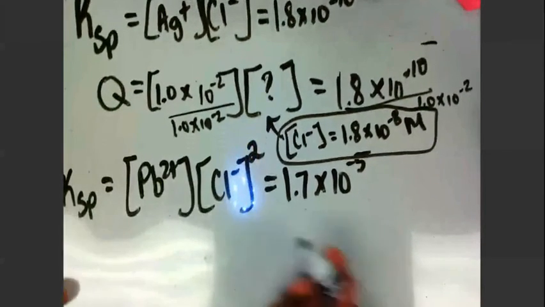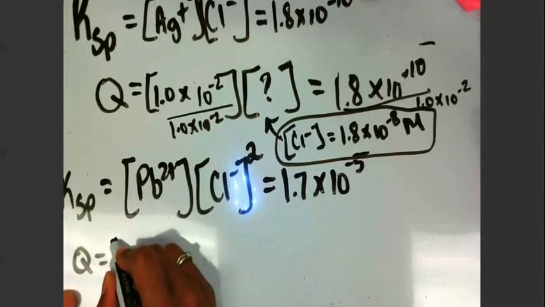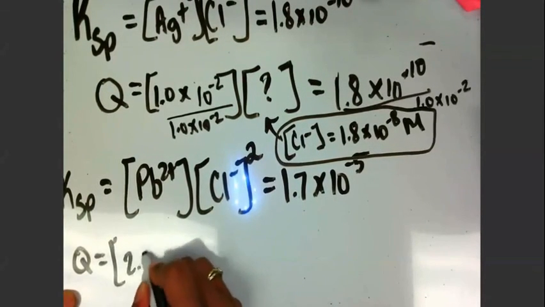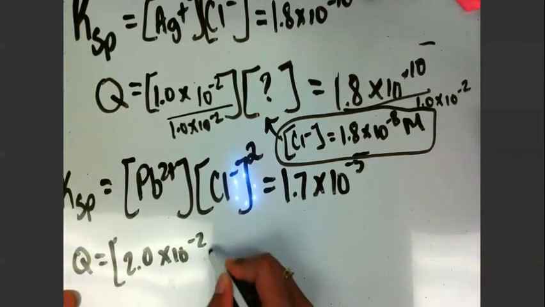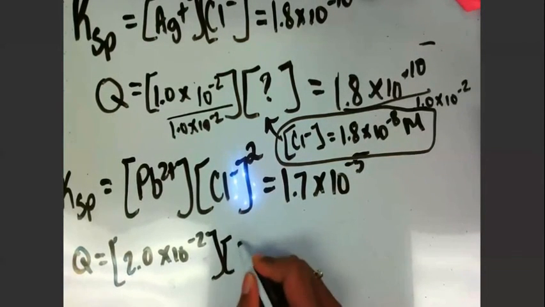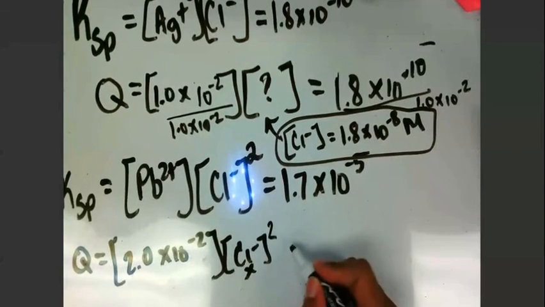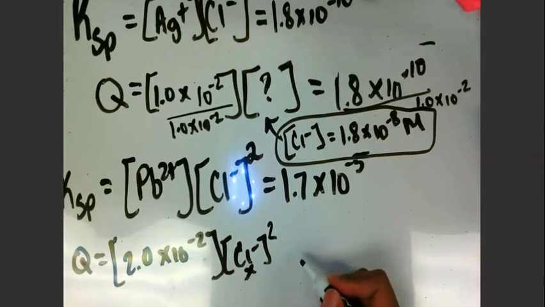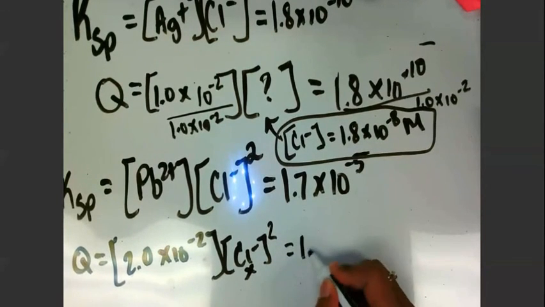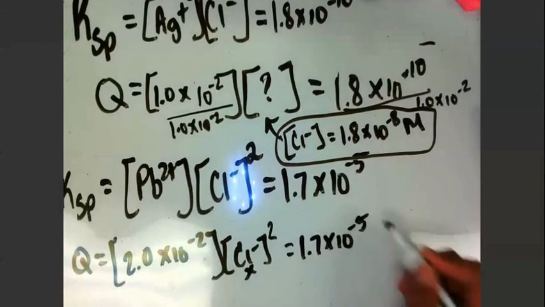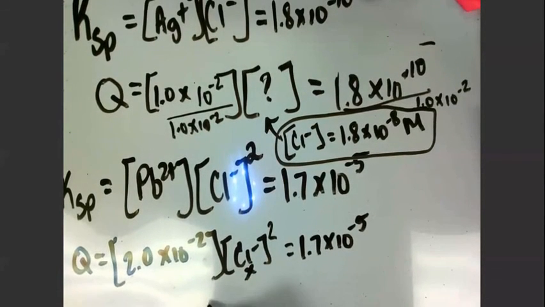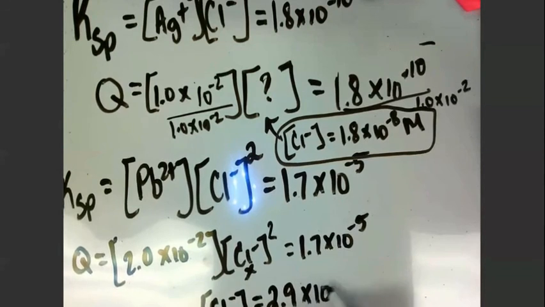Now we're going to do the other one and then we'll compare. So for our other one, Q is equal to 2.0 times 10 to the negative second, and this would be our Cl-, which is our X value, and it's squared, so don't forget about that. And it's going to be equal to the 1.7 times 10 to the negative fifth. We end up isolating X, and it ends up being 2.9 times 10 to the negative second molar.